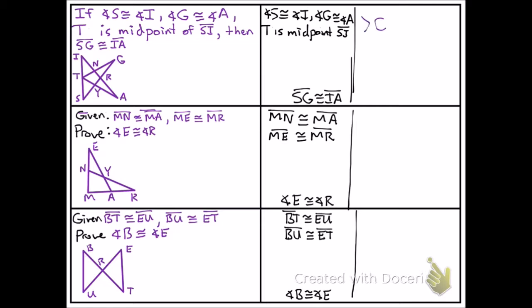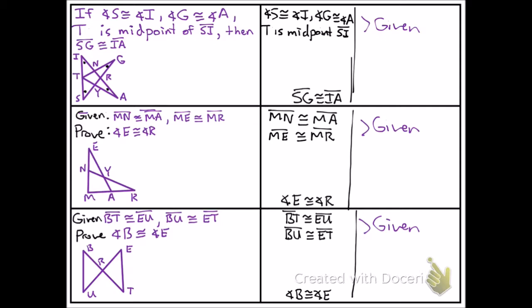Let's fill those in. And let's go up to the first one. So I need to figure out which triangles I'm using first. So I have S and I are congruent. I'm just going to put dots because I got a small diagram there. S and I. I have G and A. And then I have T as the midpoint of SI.